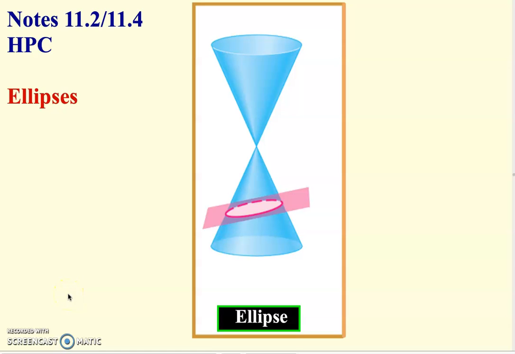These are the video notes for section 11.2 and 11.4 on the ellipse, second day of conics. The ellipse is created by slicing the cone with a plane that is at a really slight angle. For example, if that plane was parallel to the base, we'd actually have a circle here. So just a little bit of an angle creates our ellipse.